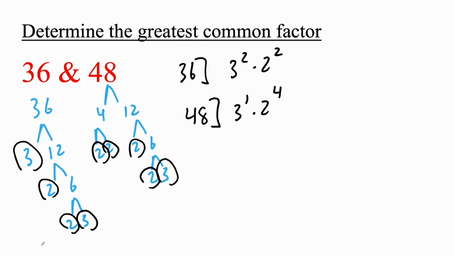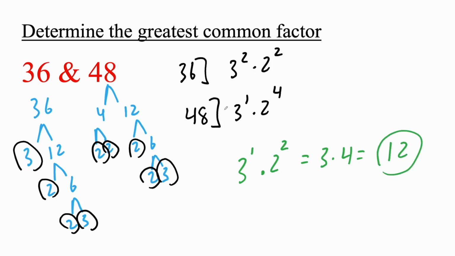And so with this method, the greatest common factor would be how many 3's do they both at least have? They at least both have 1 3. So 3 raised to 1 times how many 2's do they both have? The lowest one is 2 raised to 2. So I'm going to pick 2 raised to 2. If you multiply it, 3 raised to 1 is 3 and 2 squared is 4. So 3 times 4 is 12. So the greatest common factor between 36 and 48 will be 12.